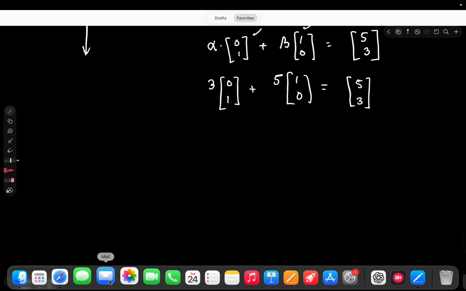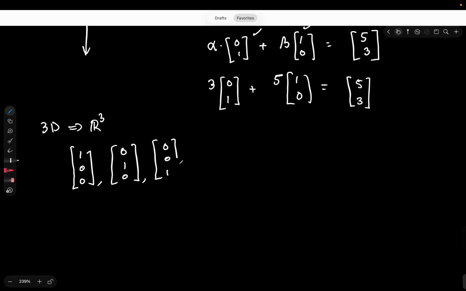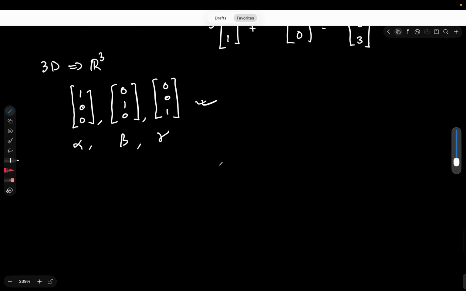Similarly, in the three-dimensional plane, or in the R3 space, if we take any three vectors like 1 0 0, 0 1 0 and 0 0 1, and we operate on them with scalar values like alpha, beta and gamma, we can get any coordinate, any vector on the R3 plane, with just these three vectors.